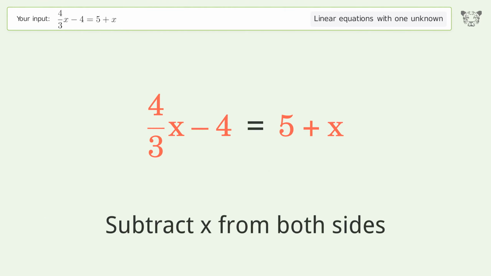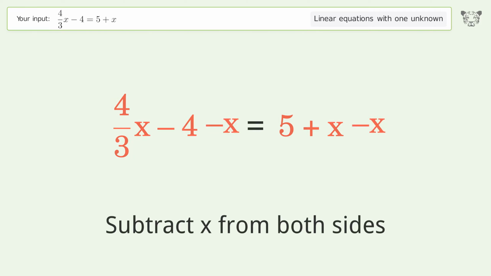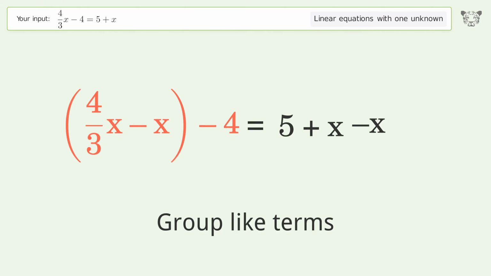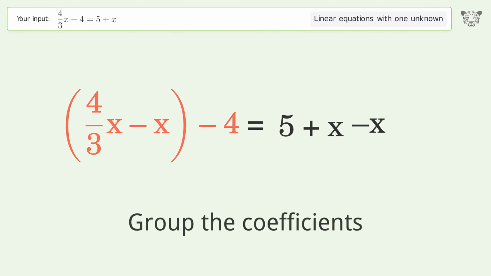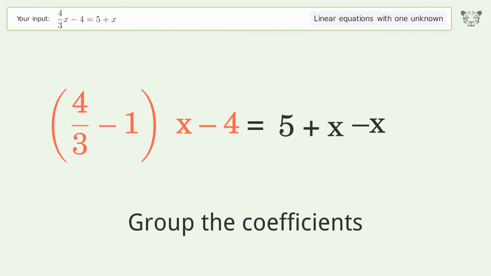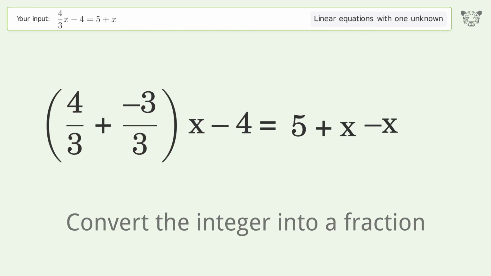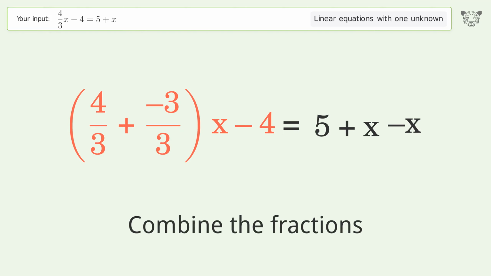Subtract x from both sides. Group like terms. Group the coefficients. Convert the integer into a fraction. Combine the fractions.